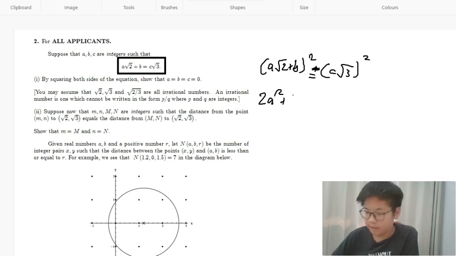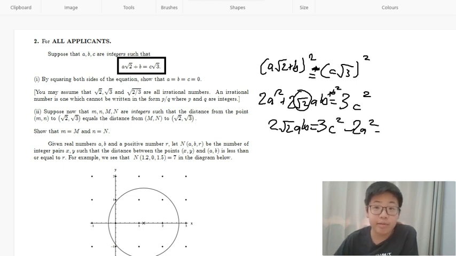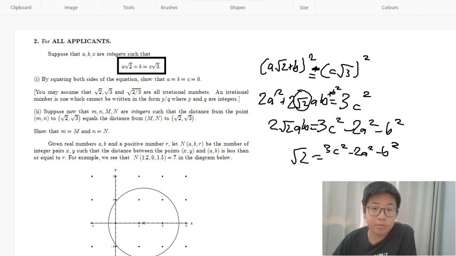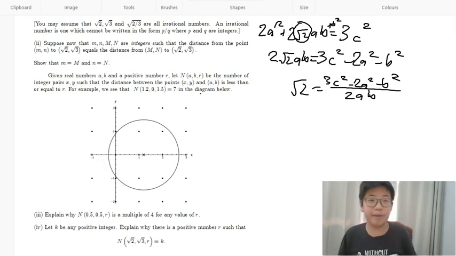2a squared plus 2 root 2ab equals 3c squared. Wait, I forgot a b squared term. Here we go. And then we're now going to solve for the only irrational number here, root 2. So that means we're going to move all the terms except the root 2 term to the other side, which will give you 3c squared minus 2a squared minus b squared. And therefore, root 2 equals 3c squared minus 2a squared minus b squared over 2ab. But we just said here that root 2, root 3, and root 2 over 3 are all irrational numbers. So that means this is a nonsense statement.